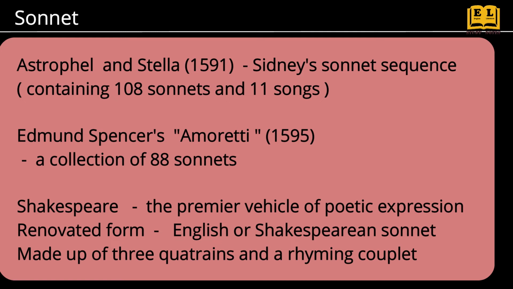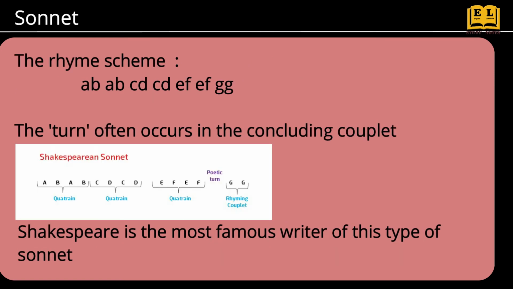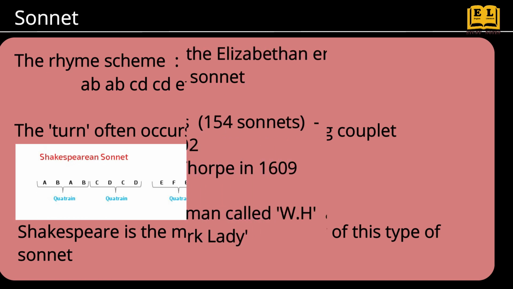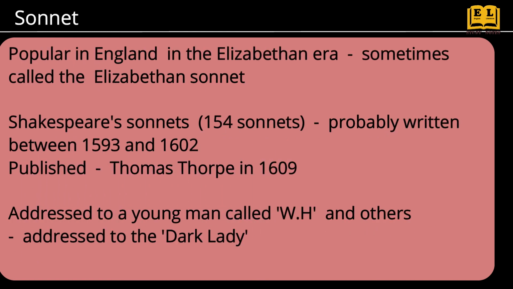The Shakespearean sonnet is made up of 3 quatrains and a rhyming couplet. The rhyme scheme is ABAB, CDCD, EFEF, GG. In this type of sonnet, the turn often occurs in the concluding couplet. It is named after Shakespeare because he is the most famous writer of this type of sonnet. This form became popular in England in the Elizabethan era, so it is sometimes called the Elizabethan sonnet.